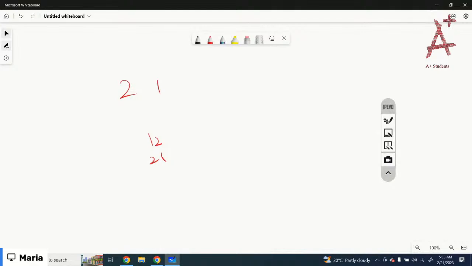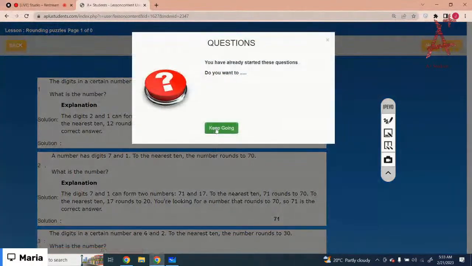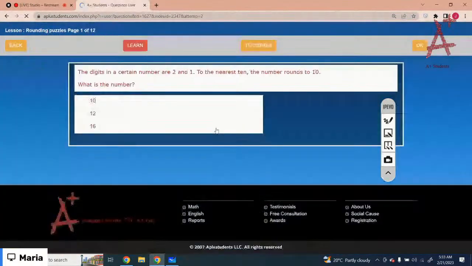It would be rounded off to 10, so the correct option is 12. Got it? Because you can round off 12 to 10. So the correct option is 12. We are on the test. Let's just start with the test questions so that we can do practice questions.